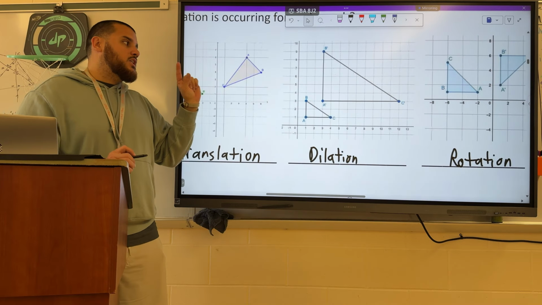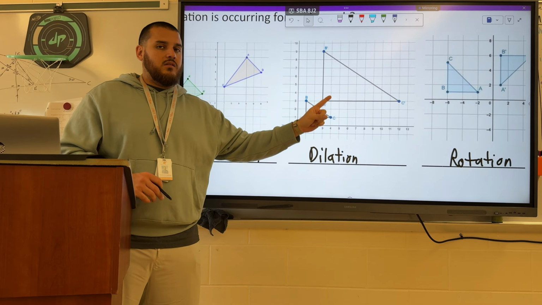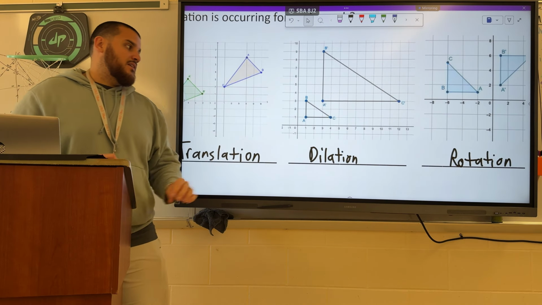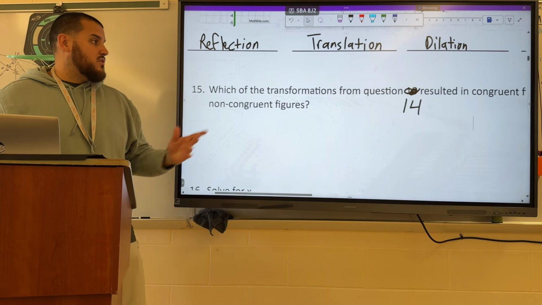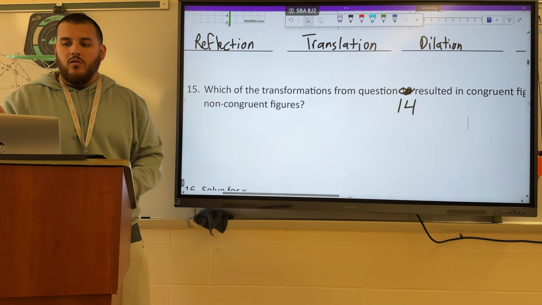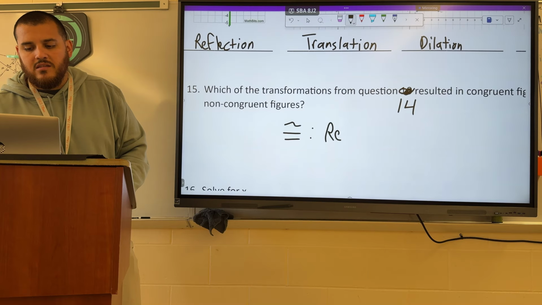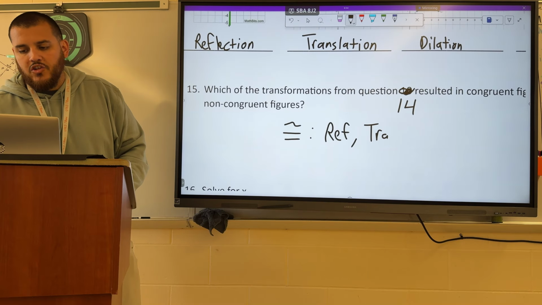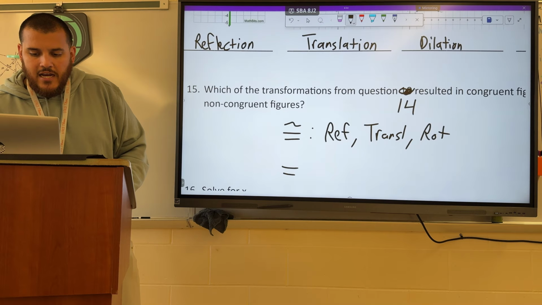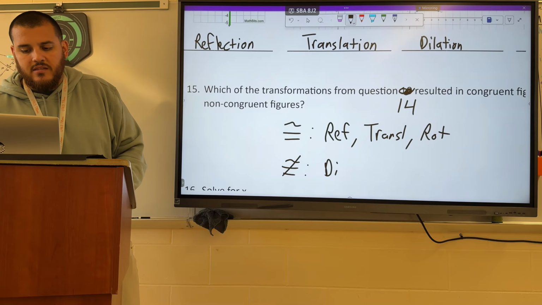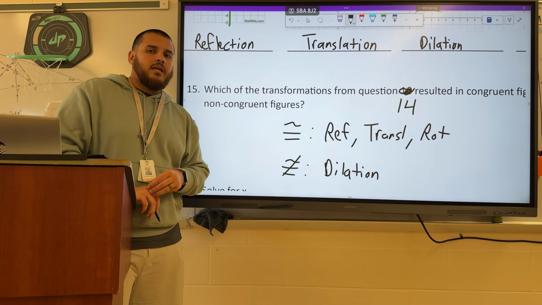The dilation does make a shape bigger or smaller. Therefore, this does not result in a congruent figure. This is not a rigid transformation, the rest are. So to answer this question, which says which ones resulted in congruent figures, well, the congruent figures were all the rigid transformations. That is the reflection, the translation, and the rotation. And then the non-congruent transformation is the dilation, because that made the shape bigger or smaller. They wouldn't be equal in measure anymore.